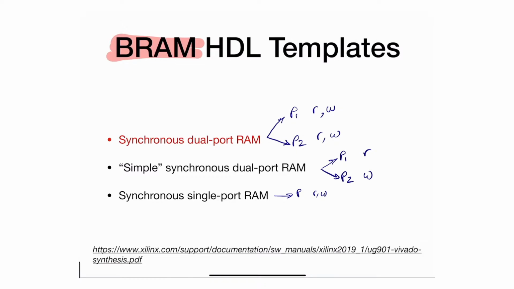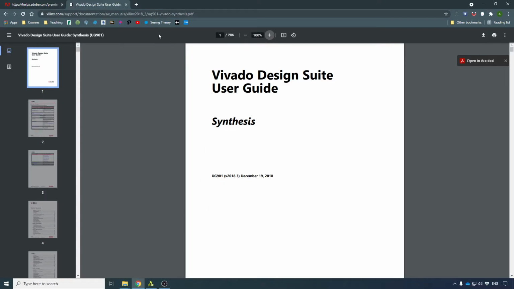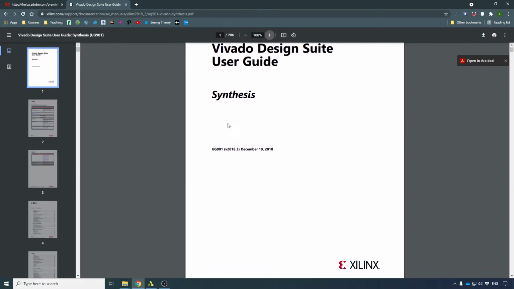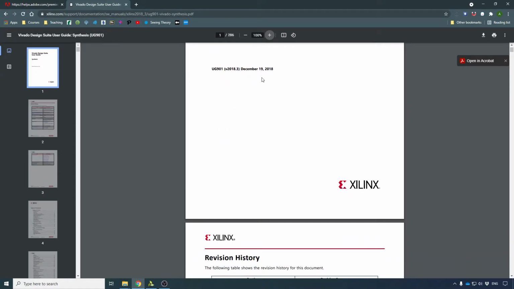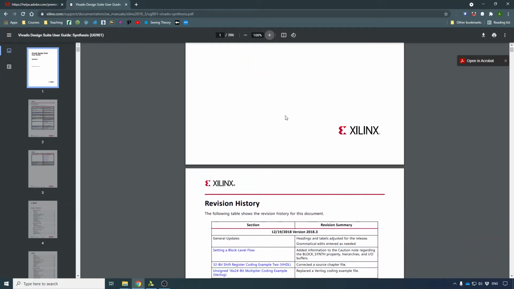But before I show you the code, I just want to mention that most of the code that you're going to see in the next few minutes is imported from, or based on, the code that I've seen in this documentation. So let me show you that documentation. This is Vivado's UG901. There are different versions, but I'm using the 2018 version here.